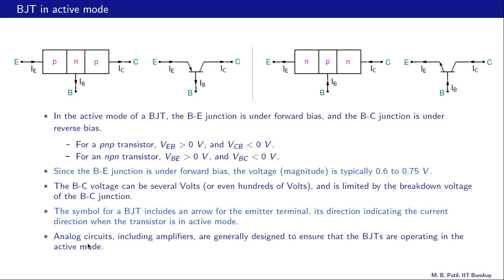And finally, in analog circuits including amplifiers, we generally have the BJTs operating in the active mode. They are designed like that, and of course we will consider some analog circuits later, and we will observe this particular point.